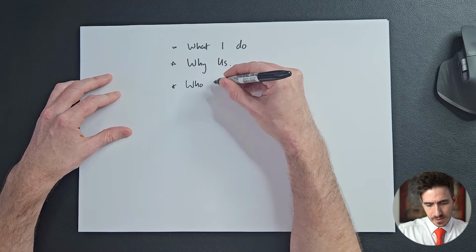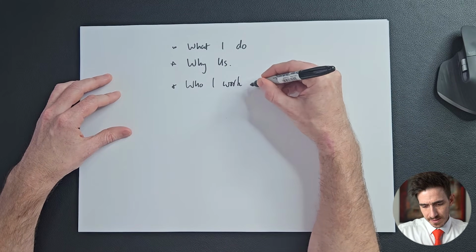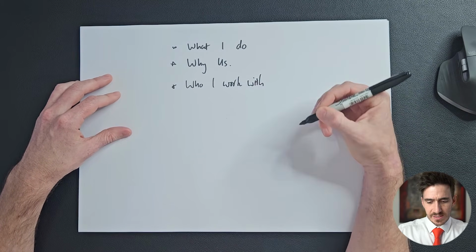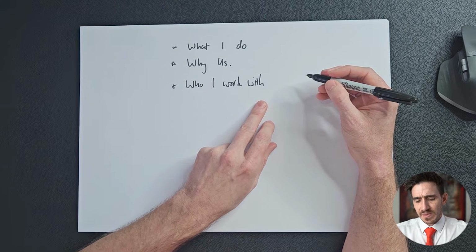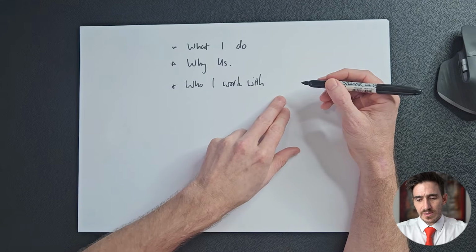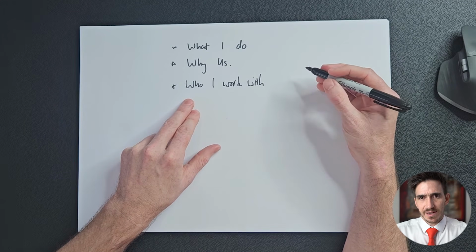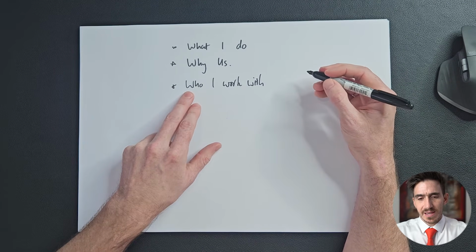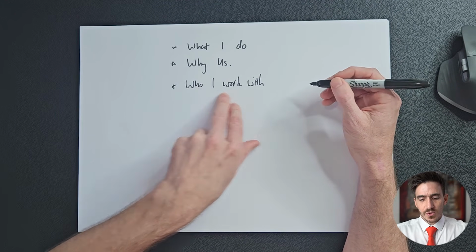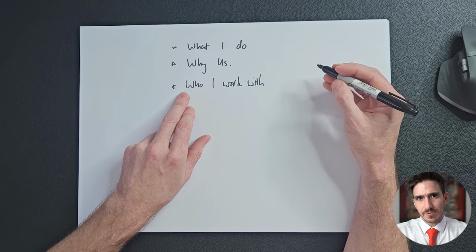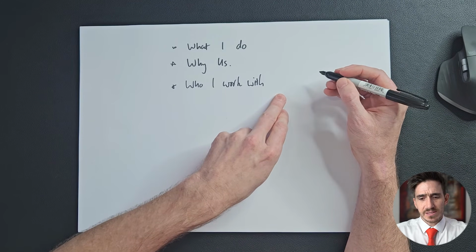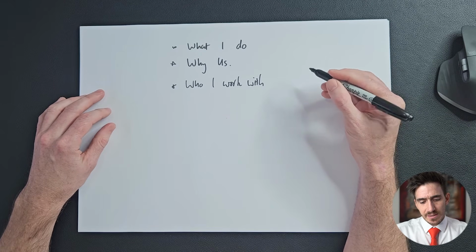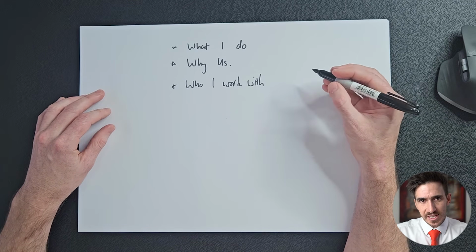Who I work with is a great way to, once again, highlight the specific problems of the people that you help, because that'll help identify that you know your audience and their pain and that you know how to help them. Or you could even do similar to what we were talking about before, listing the big brands and organizations that you've worked with in the past and leveraging their credibility by association.